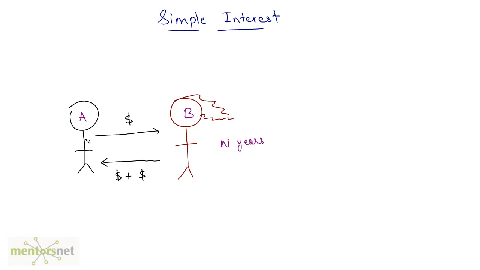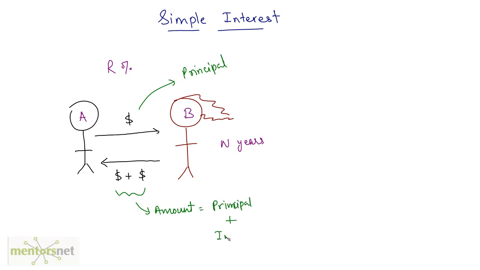And A says that if you use my money, then you will have to pay me interest at the rate of some R%. Okay? Which means that the interest will be dependent upon the rate of interest as well as the number of years. So let us look at the terminology. The money given by A to B, that means the money lent or the money borrowed, is known as principal. And the total money returned is known as the amount. And this amount is basically the principal amount plus the interest.